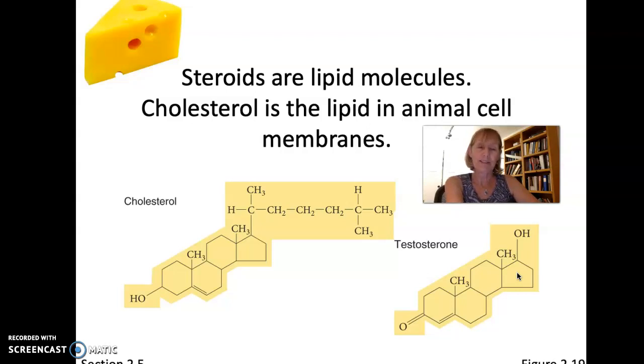You won't need to recognize that. It's just a fat, and maybe I'll give you a choice. Is this testosterone? Is it a carbohydrate? Is it an amino acid? And you'd be able to say that it is either cholesterol or testosterone, and it's a fat. Okay, that's the end of my fat mini lecture.